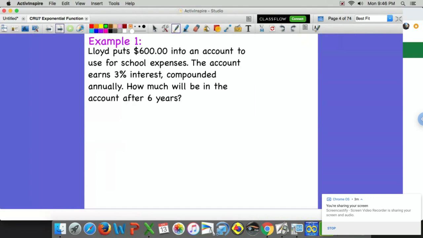And so let's look at example 1. Lloyd puts $600 into an account to use for school expenses. The account earns 3% interest, compounded annually. How much will be in the account after 6 years?